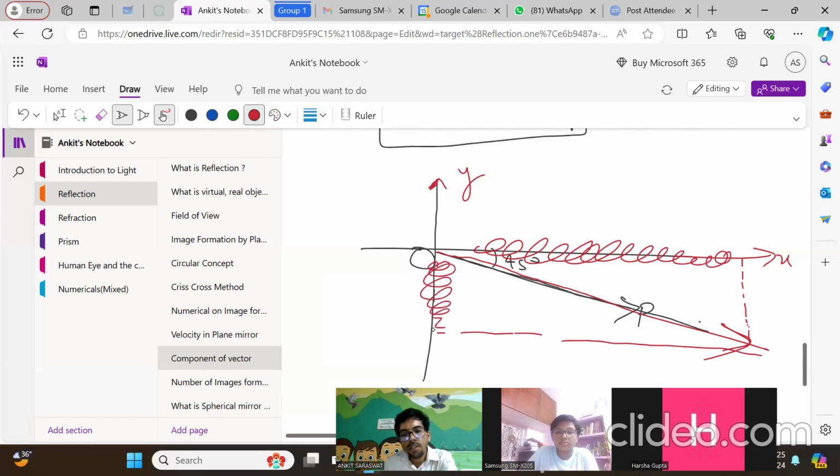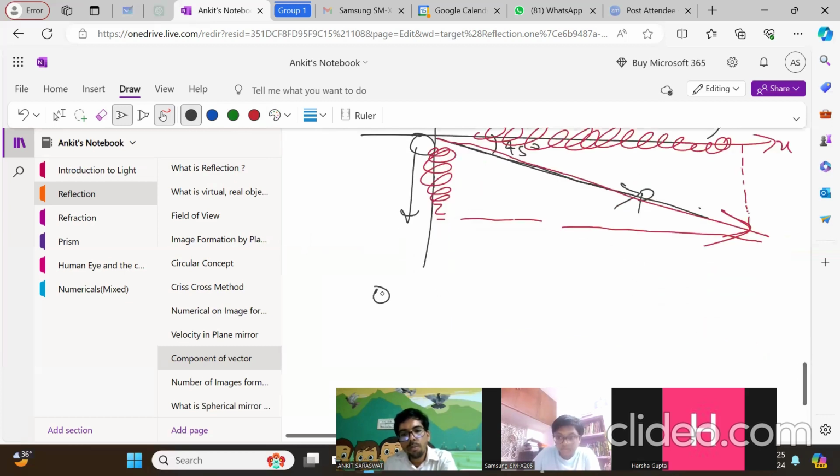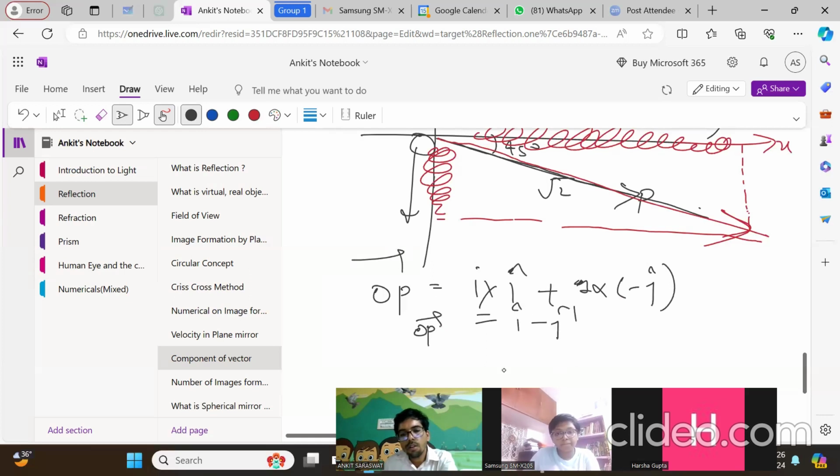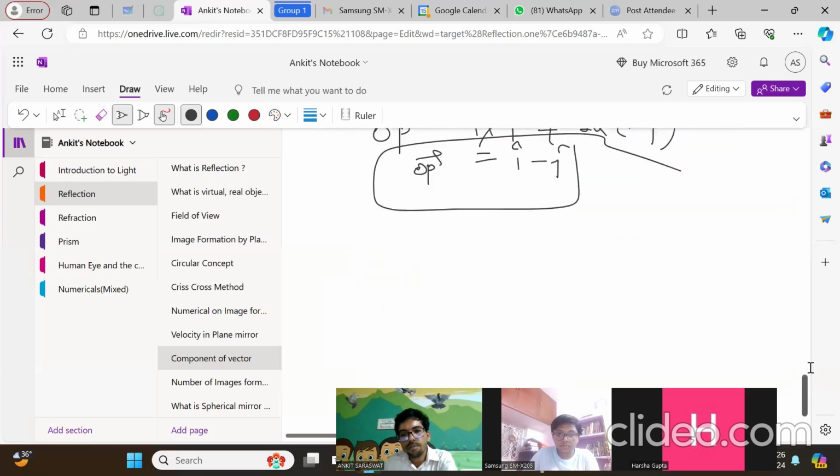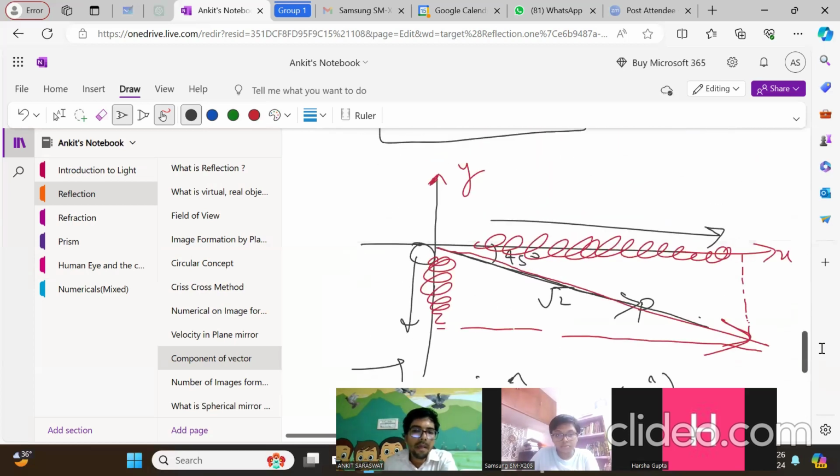Shadow on the y-axis. When this vector is moving, one shadow will go in this direction, and one shadow will go in this direction. Imagine this OP is root 2. Then, as you just told, the shadow on the x-axis will move in this I direction, and the other shadow will move in this direction, minus x-axis. So I minus, this is what you have told now. Very nice. This concept is clear.